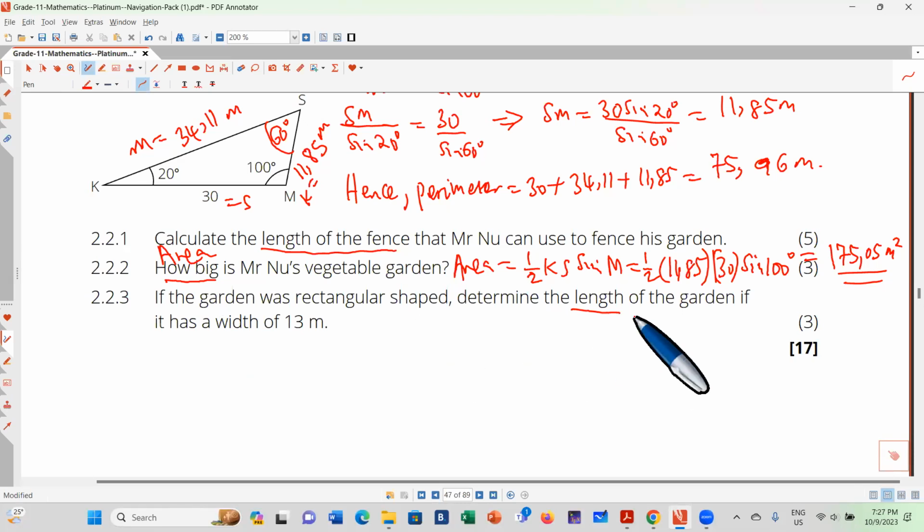We have been given, you are asked to determine the length, and the width is given to you. So this is the width. The length is what is required. So you have to know that the perimeter is twice this.